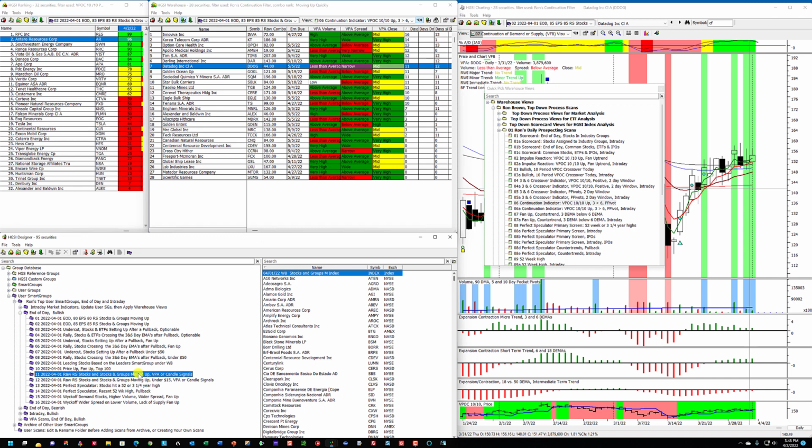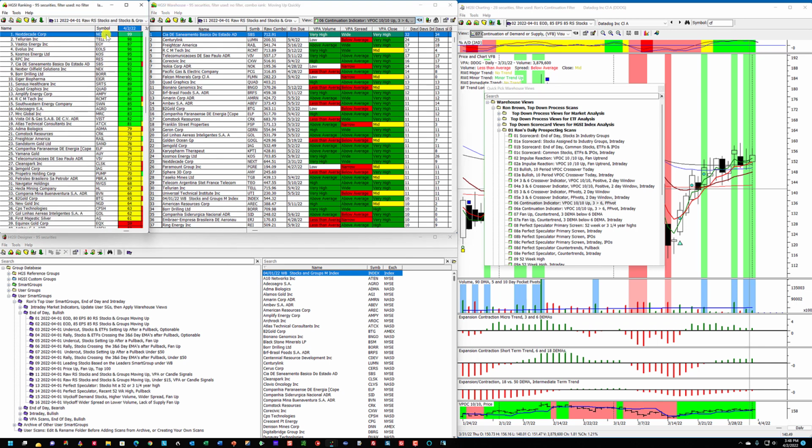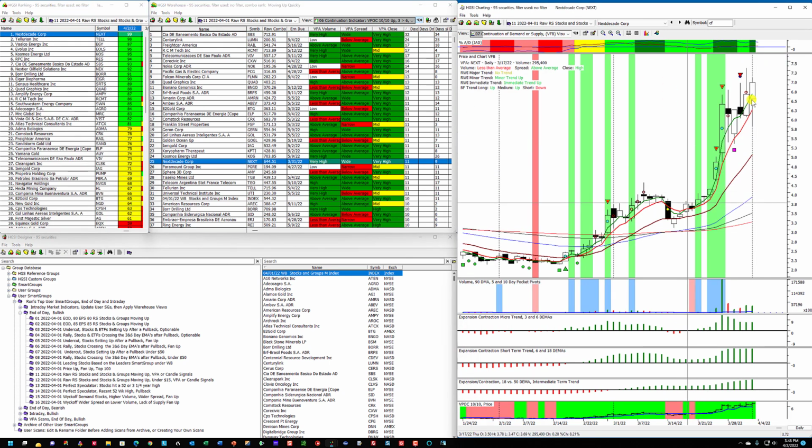This is raw RS, stocks and groups moving up, and there's either a VPA or a candle signal. I'll flip this in here quickly. Let's run this into the designer. Let's look at, you can see that this is a very strong stock. You can see the continuation on this. Not a VPA flag today, but a strong candle. So that's it. Have a good week, and just experiment with these groups. See if you can find some decent stocks to trade.